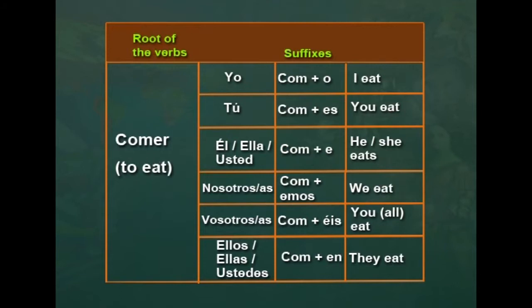Next verb is comer, to eat. This verb has the root com, C-O-M, and we will add the suffix to it. Yo como, I eat. Tú comes, you eat. Él, ella, usted come, he eats, she eats, you eat. Nosotros, nosotras comemos, we eat. Vosotros, vosotras coméis, e with an accent, you all eat. Ellos comen, ellas comen, ustedes comen, they eat.